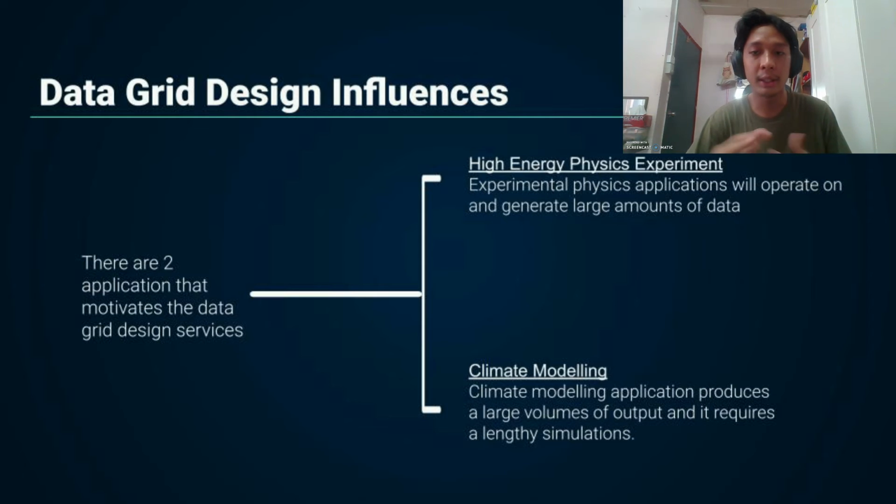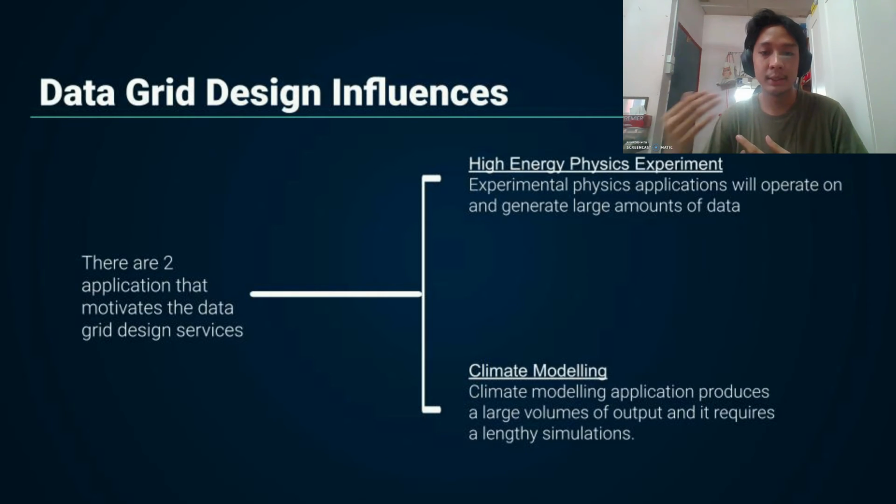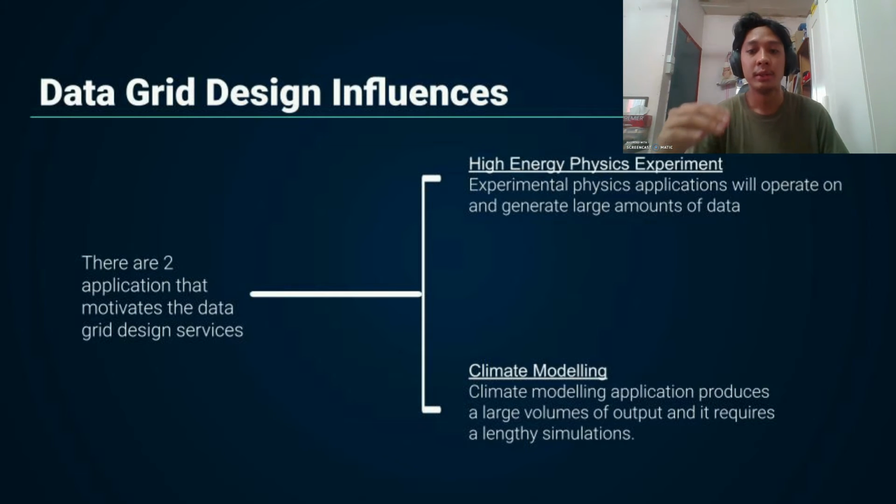There are two types of data that are generated by the physics experiment, called the experimental data and the metadata. Okay, let's move on to climate modeling. Climate modeling applications will produce large volumes of output, and they require lengthy simulation. This happens because the global climate change signal must be discernible above the noise of the natural variability of the climate system.